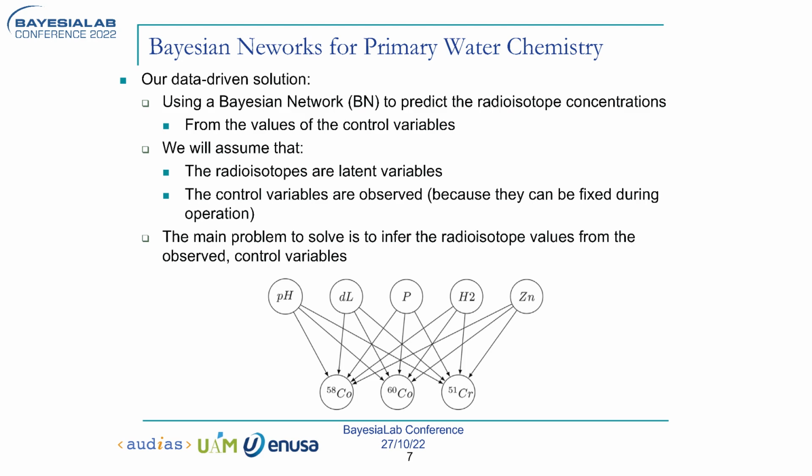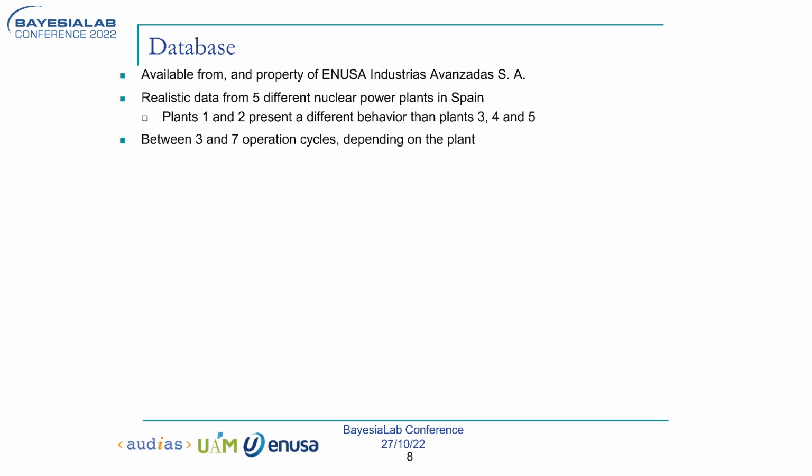Okay. So we have our database, which is available from ENUSA. It's also the property of ENUSA. It cannot be disclosed, of course, and it's confidential, but we can describe it. It's a realistic database from 5 different nuclear power plants in Spain. In Spain, there are some power plants currently working, and from those power plants this data has been collected.